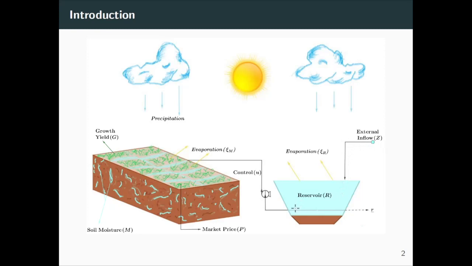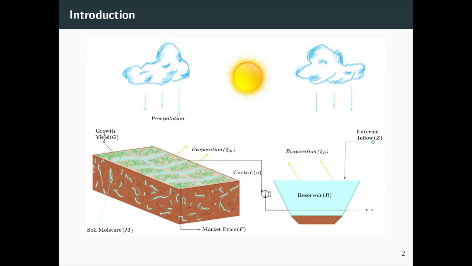The controller of the irrigation system can release water from the reservoir to the command area using an electric pump. But below the minimum level R underline, it is not possible to release water from the reservoir. The command area is described by growth yield and soil moisture. The latter is the content of water in the soil for crop production. The inflow of water from the reservoir increases the soil moisture, whereas evapotranspiration decreases it. Evapotranspiration is the combination of transpiration of water from the soil to the crops for growth and evaporation.